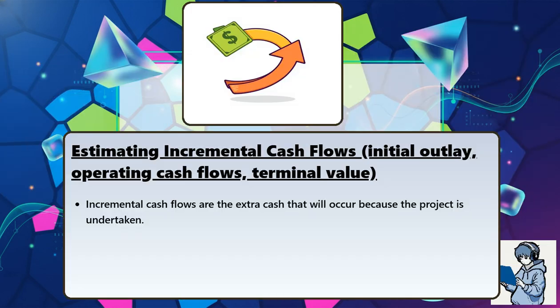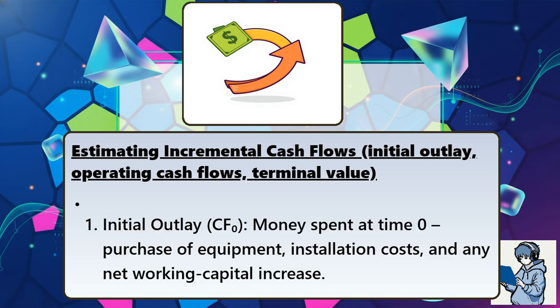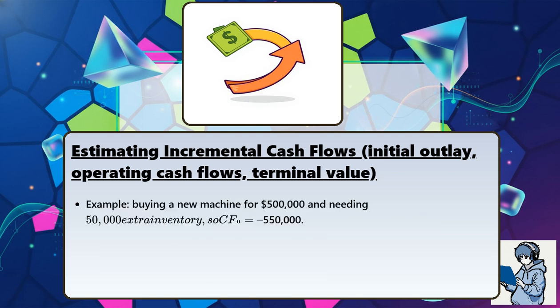Incremental cash flows are the extra cash that will occur because the project is undertaken. They are broken into 3 parts. 1. Initial outlay Cf0. Money spent at time 0, purchase of equipment, installation costs, and any net working capital increase. Example: buying a new machine for $500,000 and needing $50,000 extra inventory, so Cf0 equals negative $550,000.